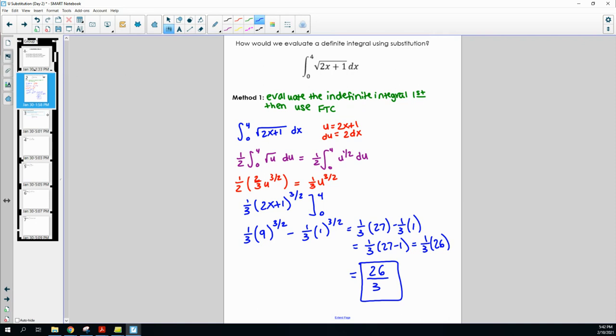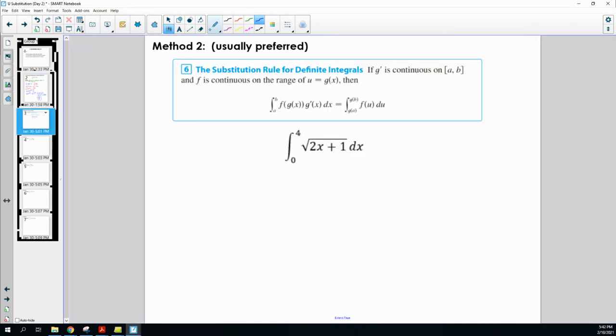Method 2 is the one that's usually preferred. With method 2, what we're doing is changing our limits of integration. Whereas in method 1 we changed to u and then changed back to x, we're going to keep everything in terms of u, and we're going to change our limits of integration from x's to u's.